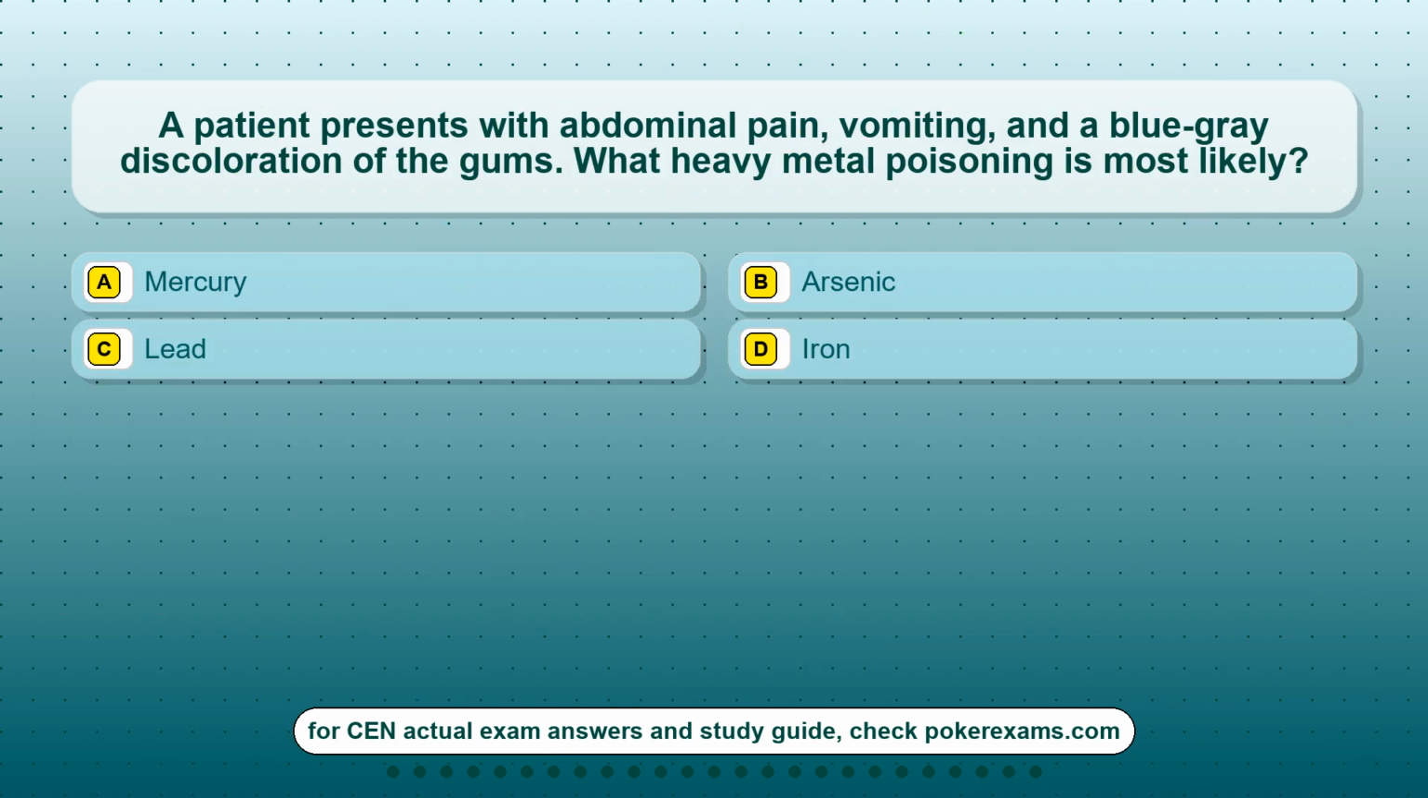Question 3. A patient presents with abdominal pain, vomiting, and a blue-gray discoloration of the gums. What heavy metal poisoning is most likely? Option A, mercury. Option B, arsenic. Option C, lead. Option D, iron.